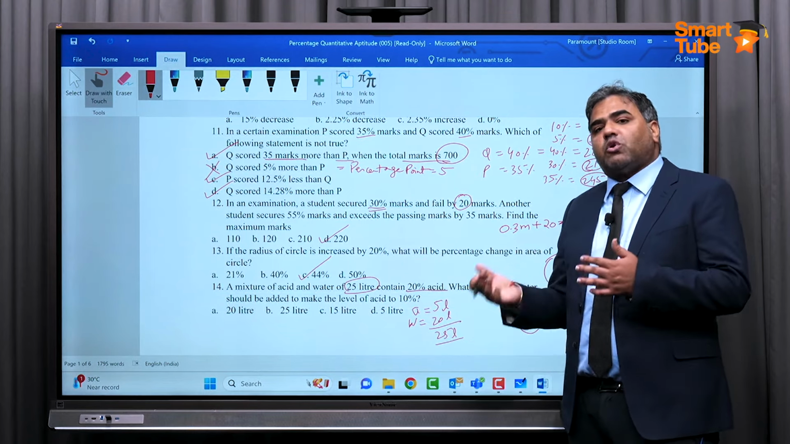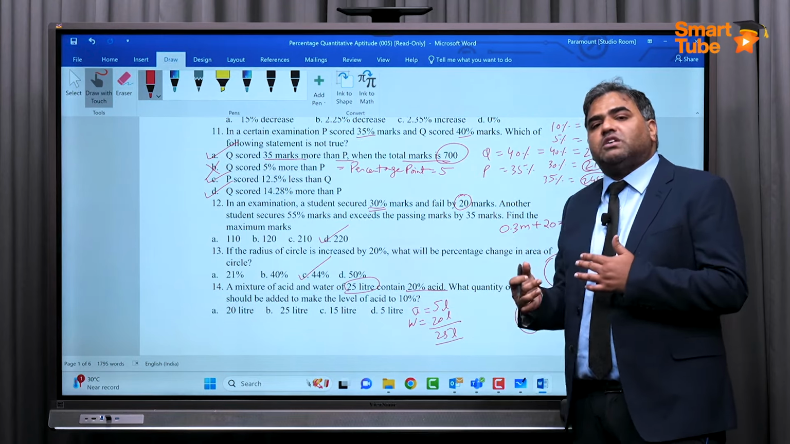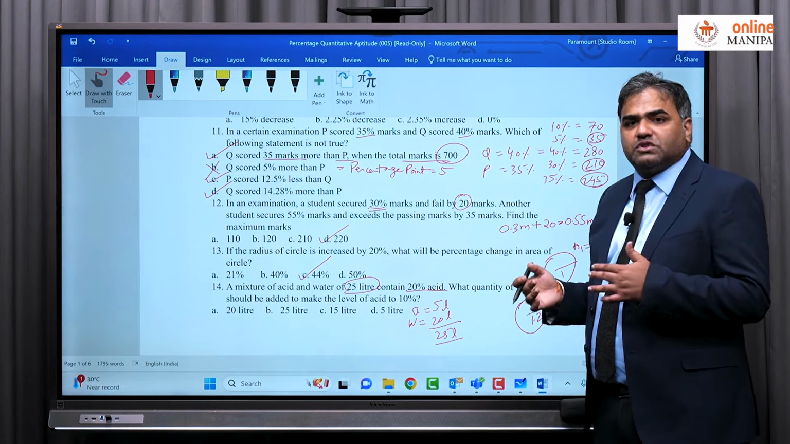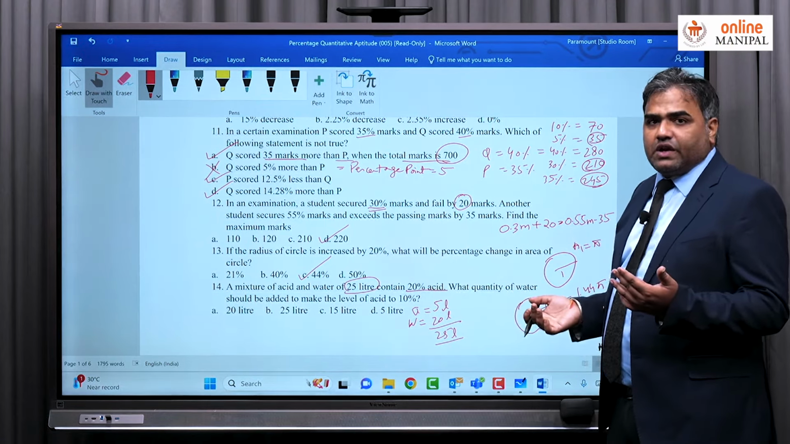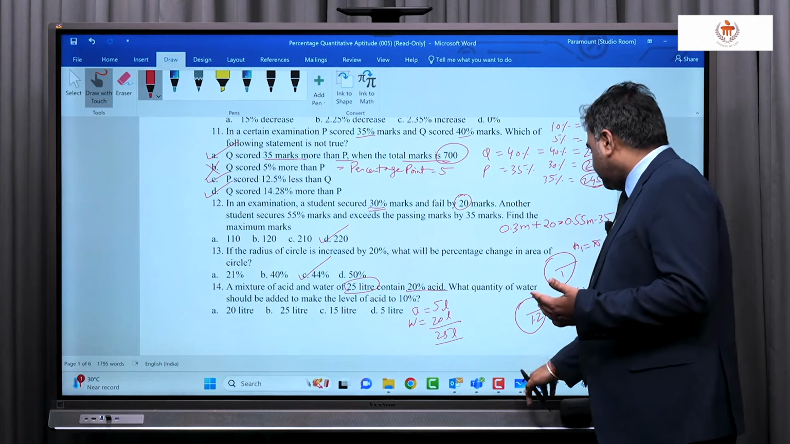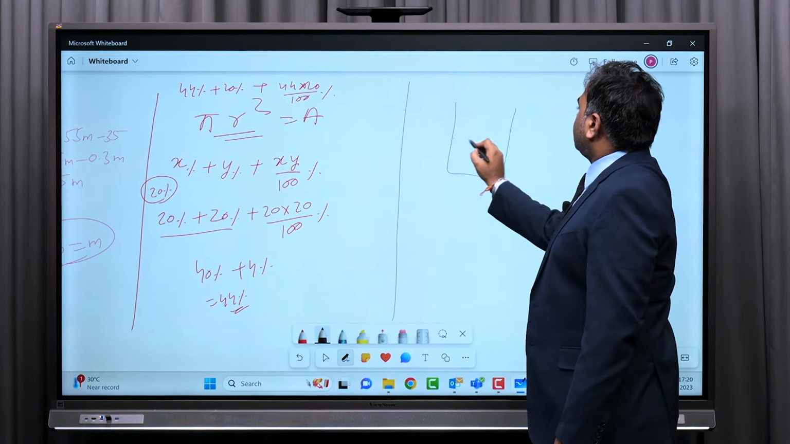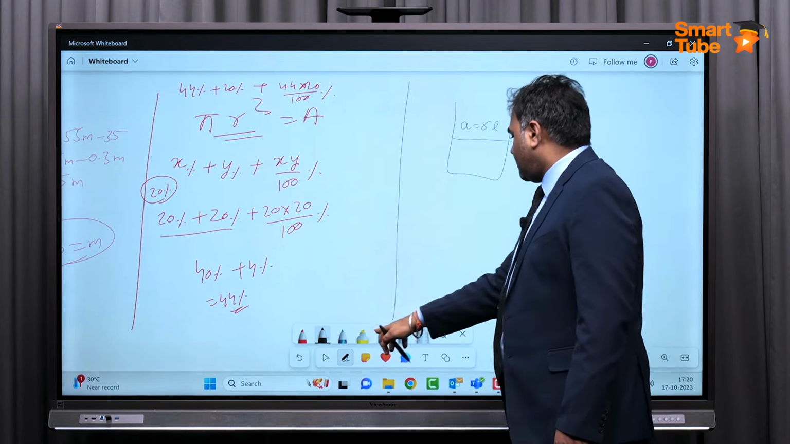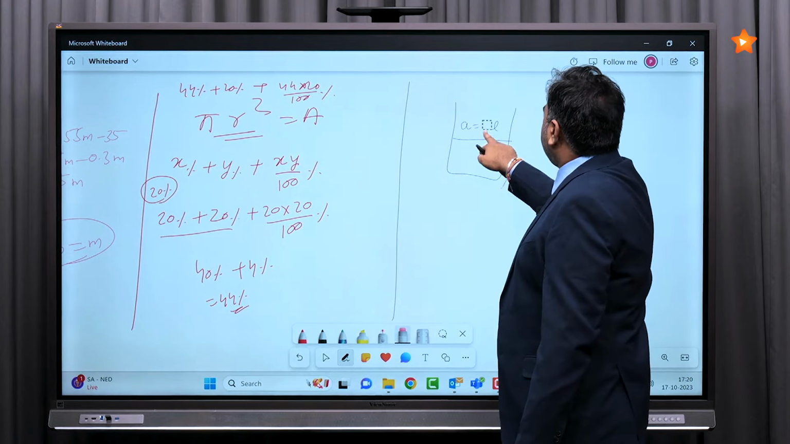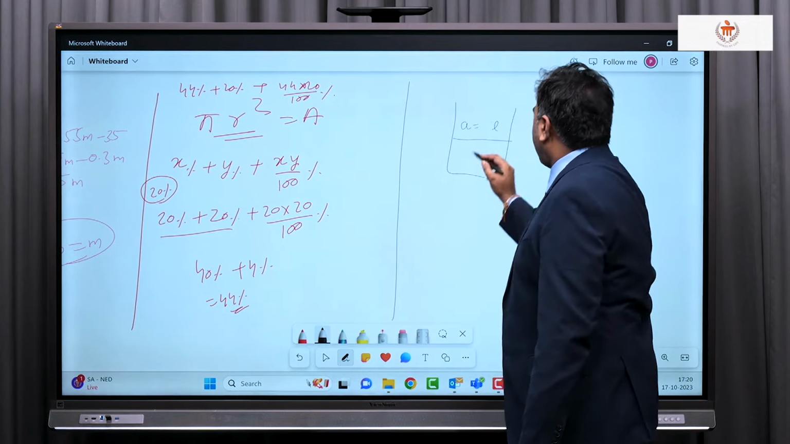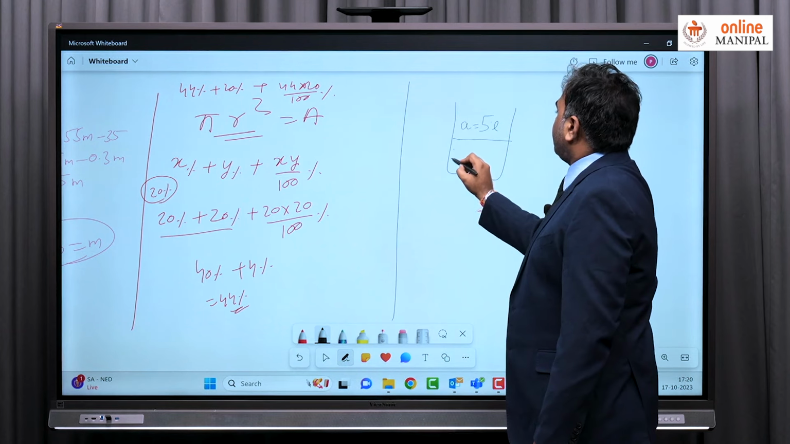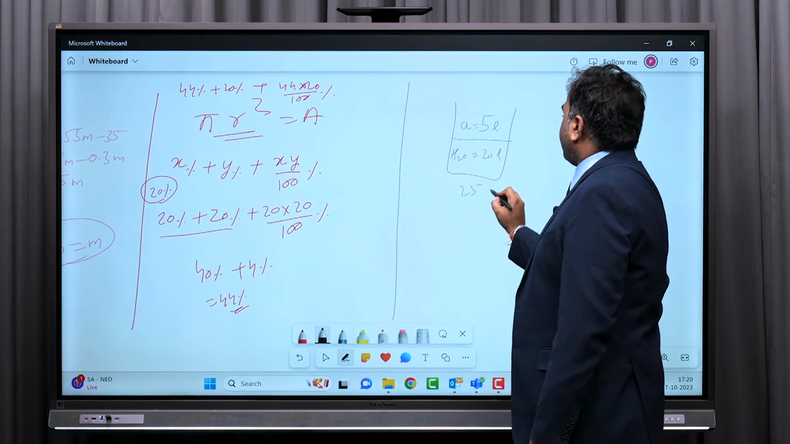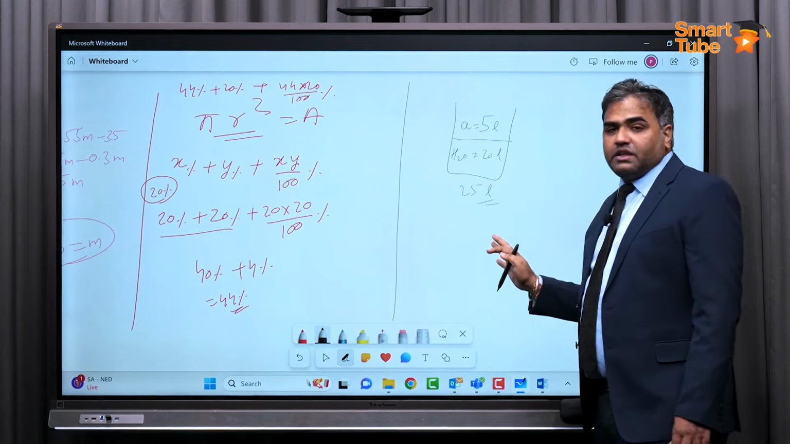So how is that possible? That is possible because you are adding water here. So please do not get confused. This is a very simple framework. Let's try to do this question. So we have acid 5 liter, and we have water 20 liter. Total is 25 liter. This is what is given in the problem.